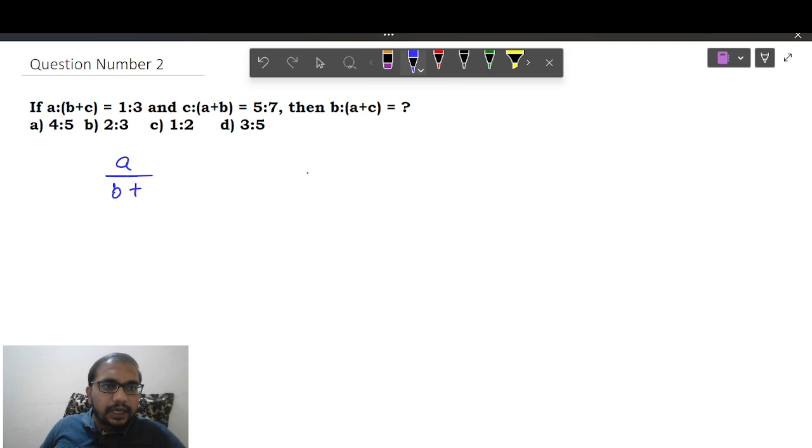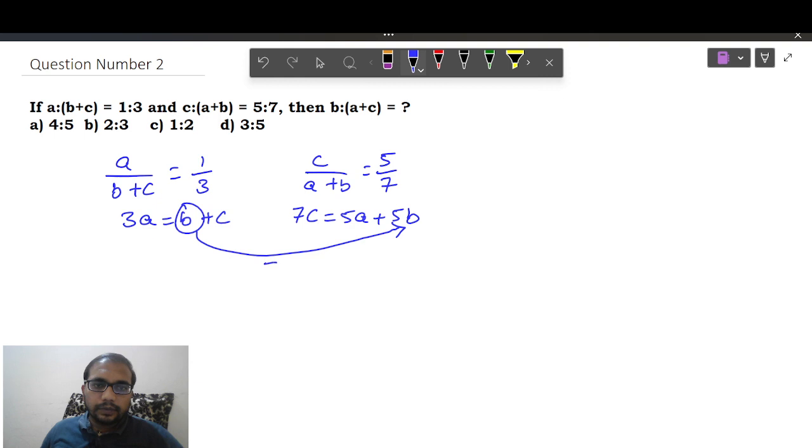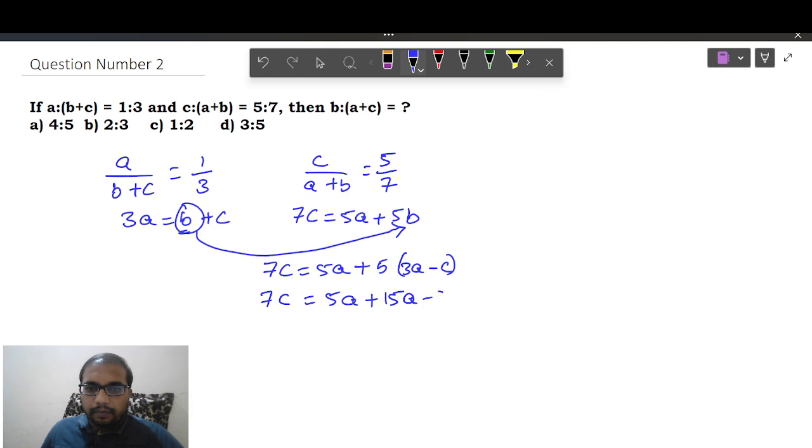A by B plus C is equal to how much value? 1 by 3. So 3A is equal to B plus C, right? Now, the second one, C by A plus B is equal to 5 by 7. So 7C is equal to 5A plus 5B. I am substituting the B value here. 7C is equal to 5A plus 5 times, what is the B value here? 3A minus C. So 7C is equal to 5A plus 15A minus 5C.